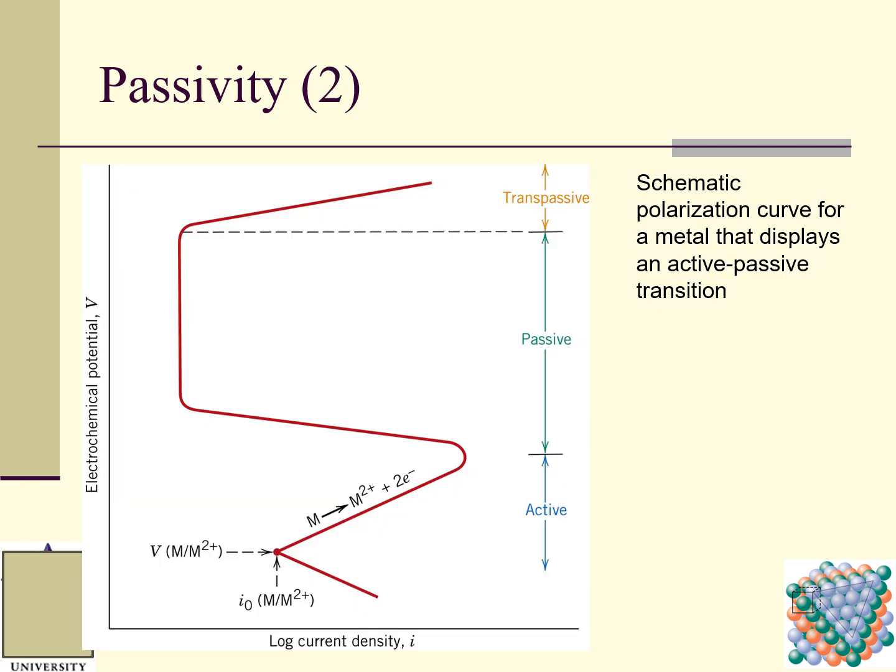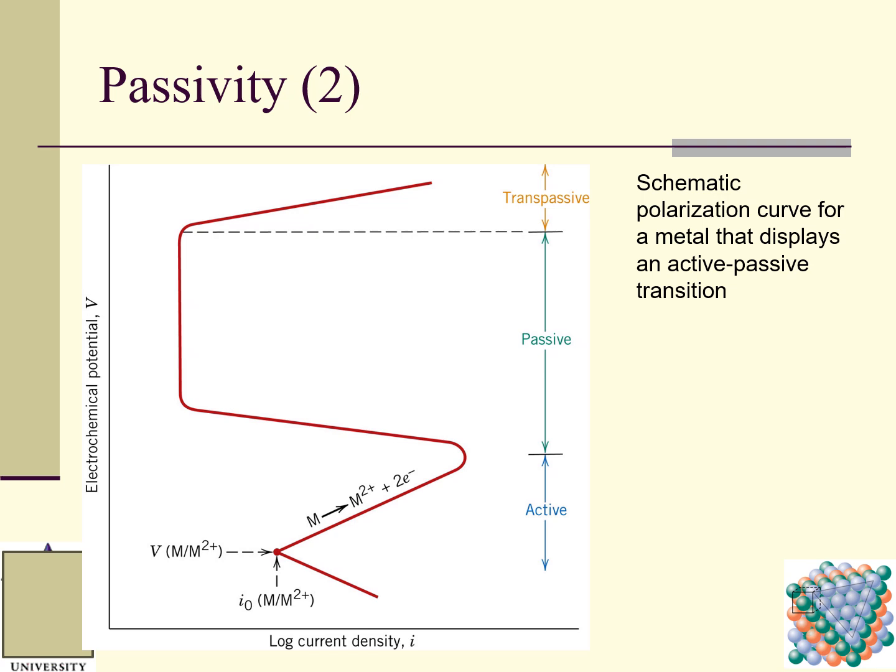And then we talk about passivity, and this is a schematic polarization curve for metal that displays an active and passive transition. Here, this is electrochemical potential V, also called standard electrode potential. And here is the log current density I. So this is M. This M becomes M ion plus 2 free electrons.